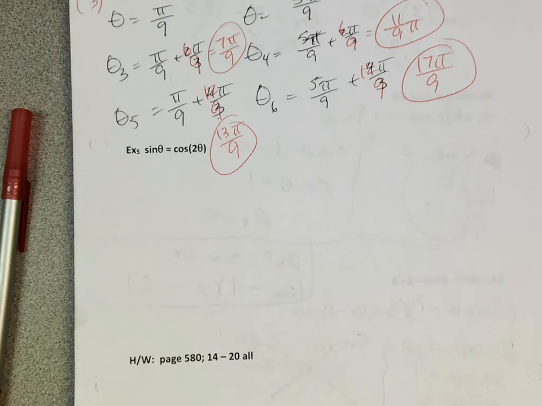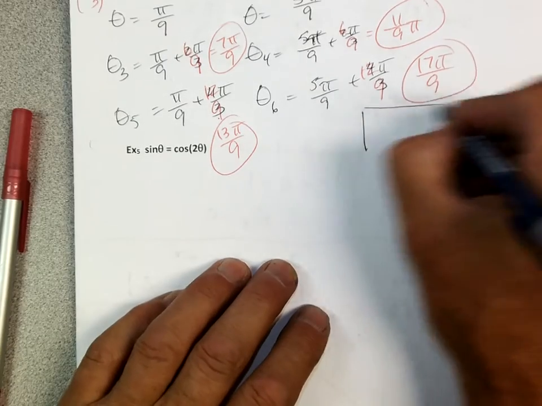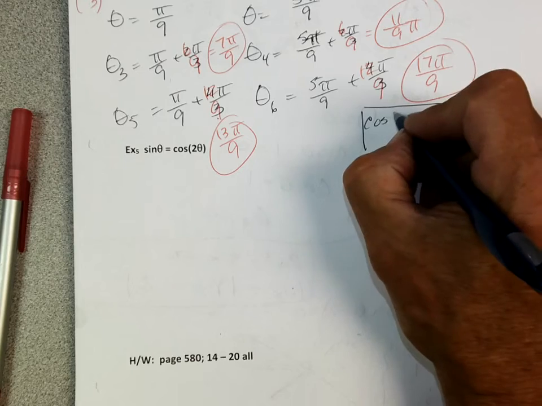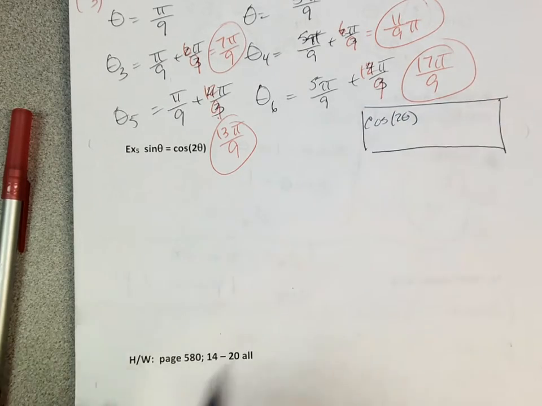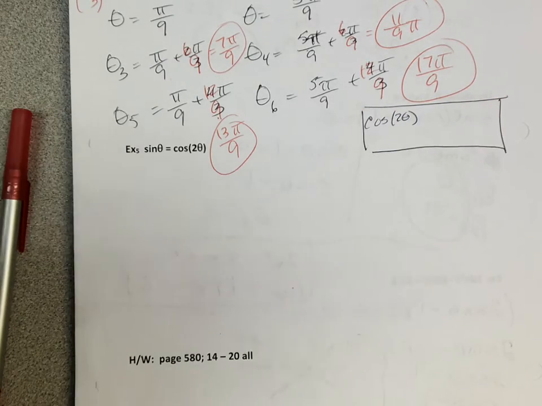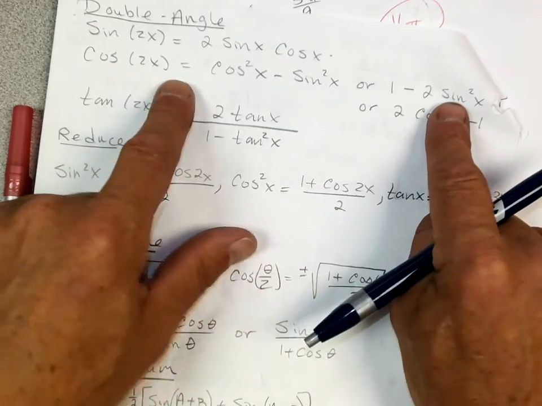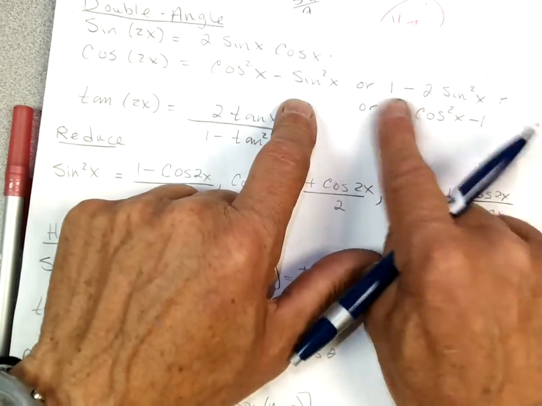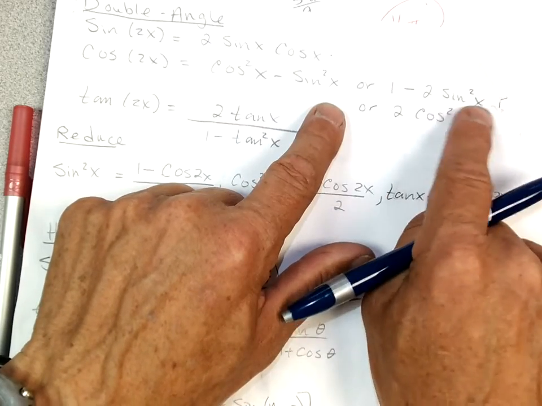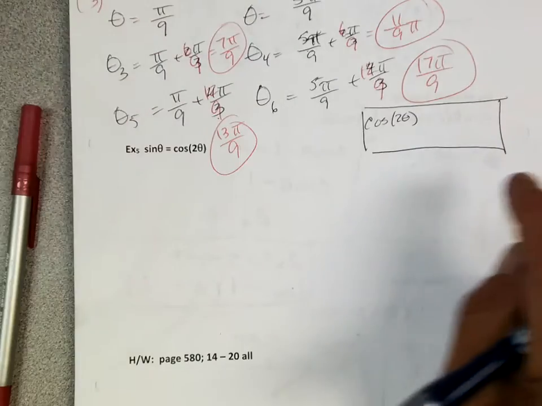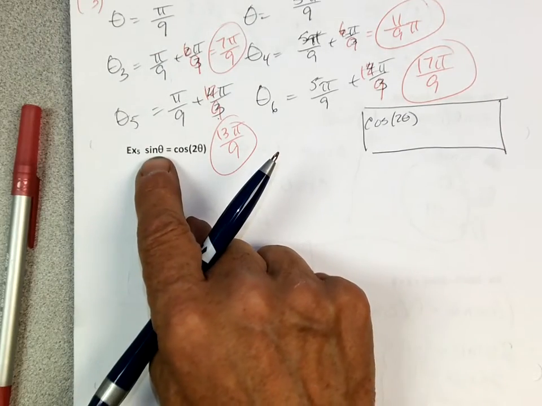So cosine 2 theta. Let me put it over here. So the cosine of 2 theta. What's that identity? So I look at my identity sheet, look for my double angle. Aha. Here it is. So I have a choice of this one, or this one, or this one. Okay. I'm going to pick the second one because it's sine, and this is also sine. Does that make sense why I'm going to pick the second one?